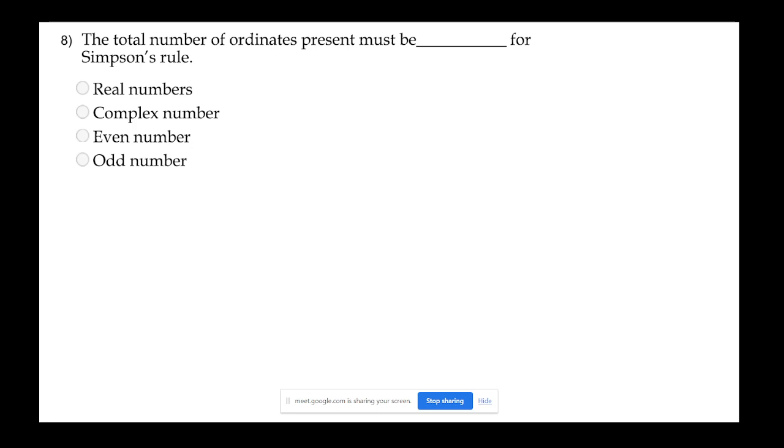Now, the total number of ordinates present must be dash for Simpson's rule. As I had mentioned, there should be n terms and that n has to be an odd number. So for an odd number of ordinates you can always apply Simpson's rule. Otherwise it will not be applicable.